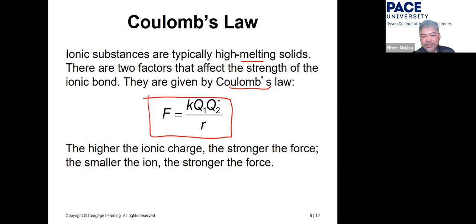And if you look at this, it's Q1 times Q2 over R. So what does it mean? The higher the Q1 and the Q2, the higher the energy, the force that holds them together. Or the lower the R, the higher the F. So what's the Q? The Q is the ionic charge. So the more positive charge that you have, most likely the stronger the attraction. The smaller the ion, the stronger the force.